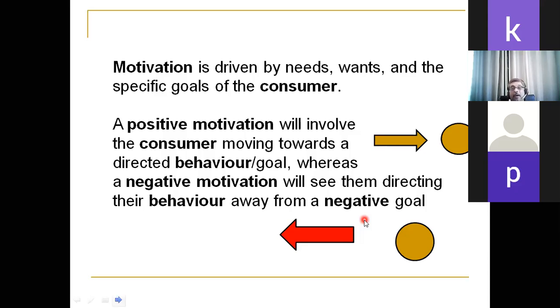So what does it say? A negative motivation will see them directing their behavior away from a negative goal. उनको नहीं करने का है, वो गोल उनको नेगेटिव लगता है. They start deviating away. Somebody wants to build a house. They plan everything. They like the land. Everything is very nice. And when they go to negotiate, the land cost is high, and they cannot pay. Then the behavior will change.